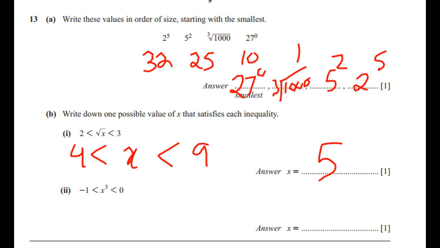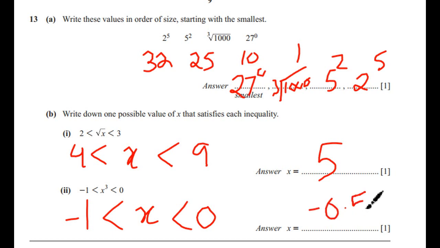And then in the next part, to make this clearer, take the cube root of all these numbers. Cube root of minus 1 is still minus 1. Cube root of x cubed is x, and cube root of 0 is still 0. So write any number between this range. In fact, the question does not say write down an integer value, just write down one possible value. So we can write minus 0.5 because that lies in this range. You may write minus 0.99 as well, minus 0.1 as well.